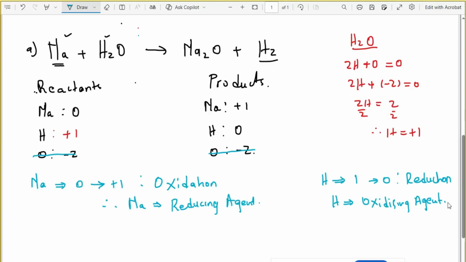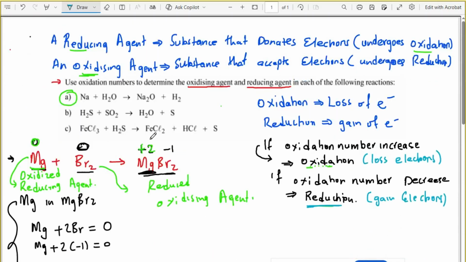Okay, you know what I'm going to do next? In most cases, what I need you to note is that on the reactants, you'll always have the reducing agent and the oxidizing agent. Okay, we're good. Should we do the next one? Number B. And then I'm going to leave this one for homework, ne? You can practice that one.